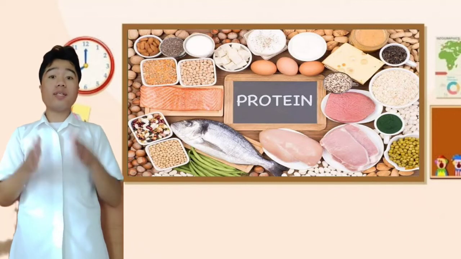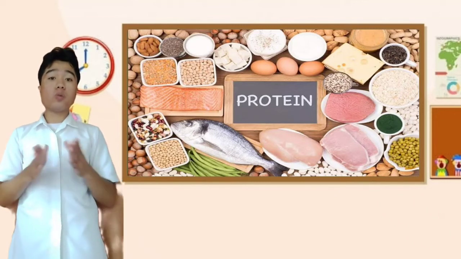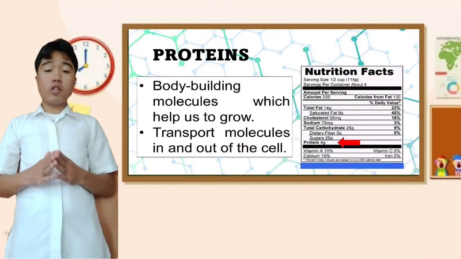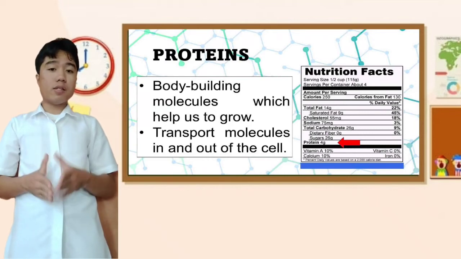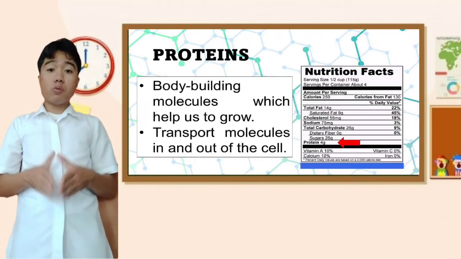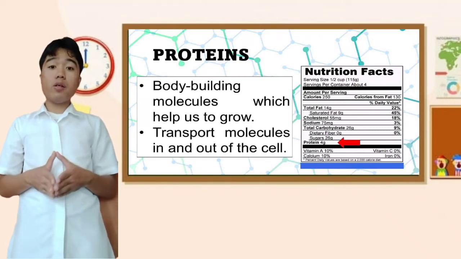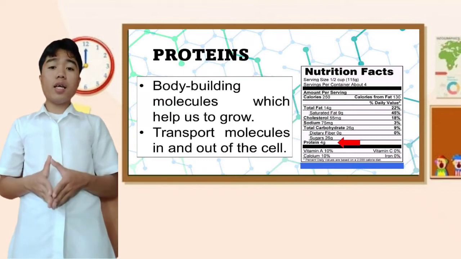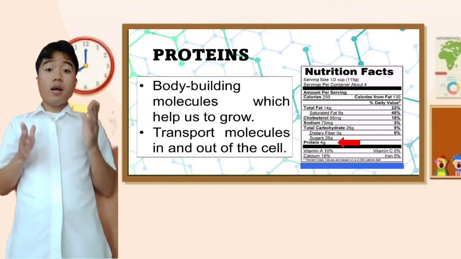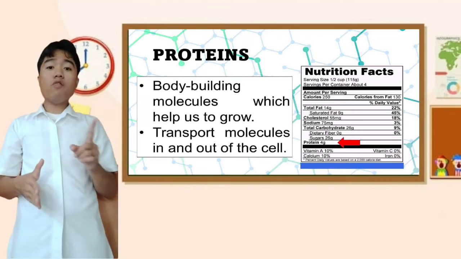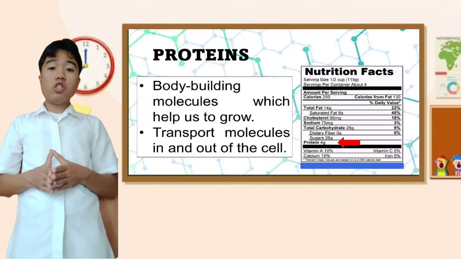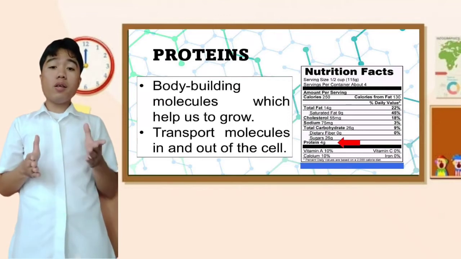Now let's move on to the next type of biomolecules, which is the proteins. Proteins can also be found in nutritional facts together with other biomolecules, as you can see here. Proteins are also important in building molecules, which helps us to grow. And they also transport molecules in and out of the cell, particularly in facilitated diffusion. As you go back to your grade 8, you learned that there are different types of cell transportation, and one of them is facilitated diffusion. Facilitated diffusion uses protein channels to import and export molecules in the cell.